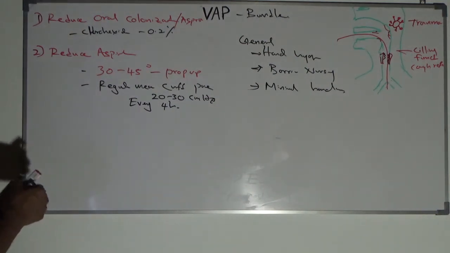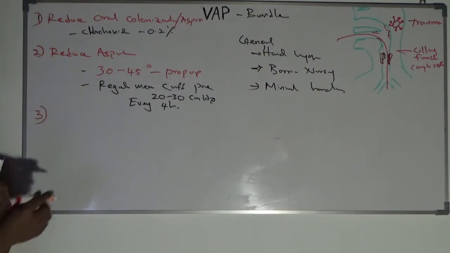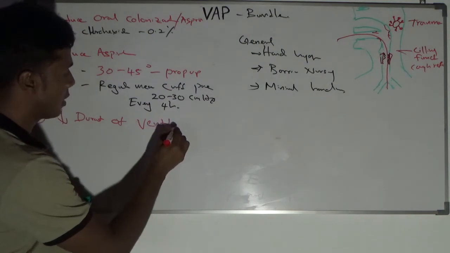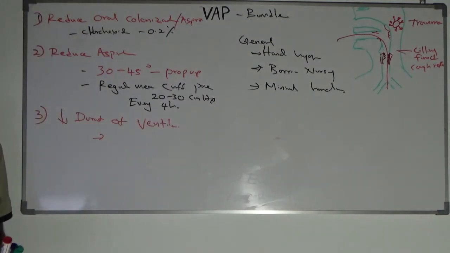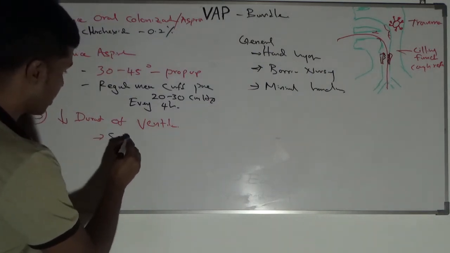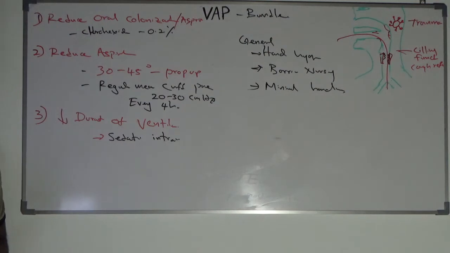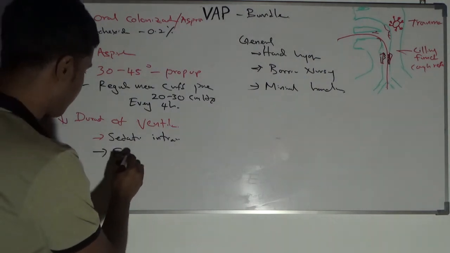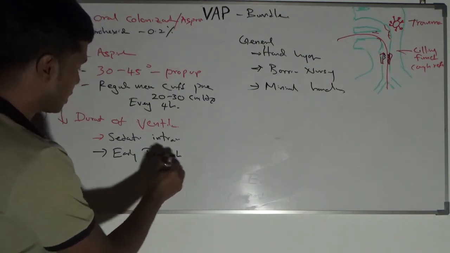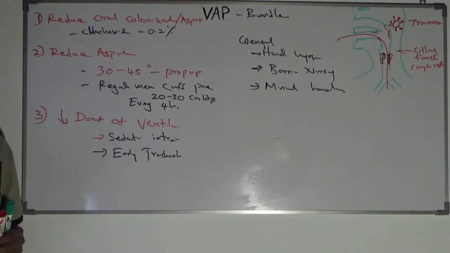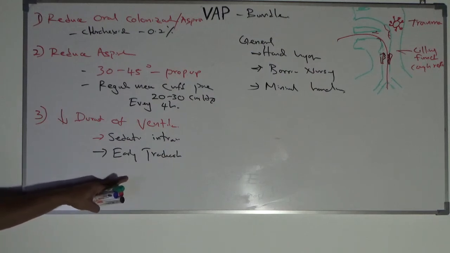In addition, the third one says reduce the duration of ventilation. For that, they recommend a daily sedation interval, and you have to assess the readiness for extubation. Second one is early tracheostomy. They found that tracheostomy improves the weaning process, because it reduces the resistance and eases tracheobronchial clearance. Because of those things, early tracheostomy will help reduce the ventilator duration.